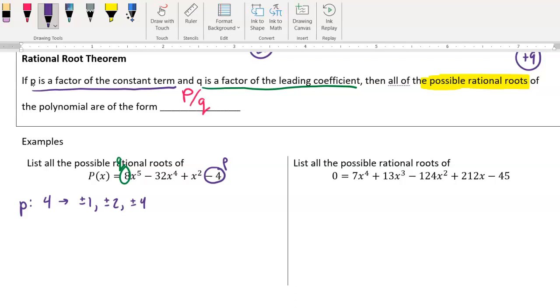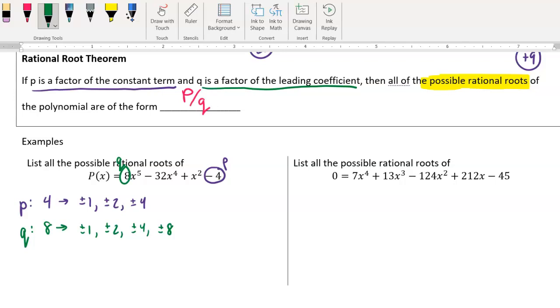Okay, so now let's look at the factors of Q. So Q is, again, the leading coefficient, which is 8. So we have plus or minus 1, plus or minus 2, plus or minus 4, plus or minus 8, because those are all the numbers that divide evenly into 8, or they're the factors of 8.